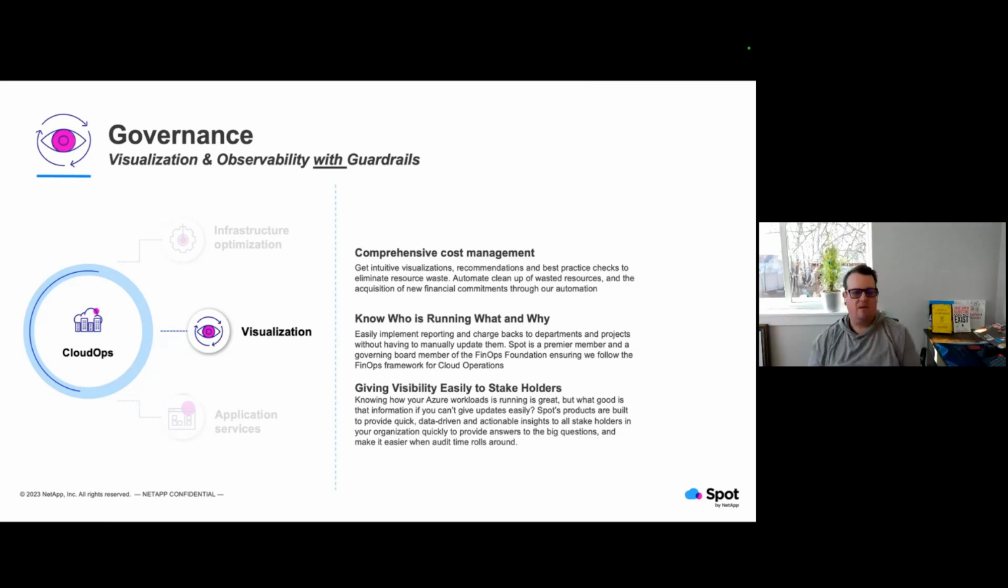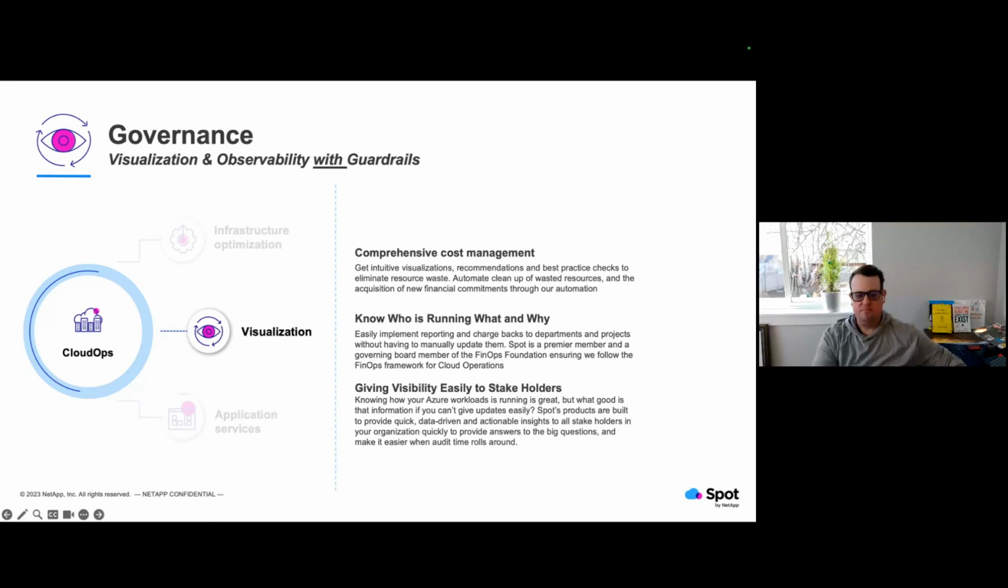Before you can really govern, like we said about not being able to manage what you can't see, you need to know who is running what and why they're running it. We can easily implement reporting and chargebacks to departments and projects without having to manually update them. Because Spot is a premier member and a governing board member of the FinOps Foundation, this ensures that we follow the FinOps framework for cloud operations to ensure that we're giving you a unified approach to your FinOps practice. And then we give visibility easily to stakeholders.